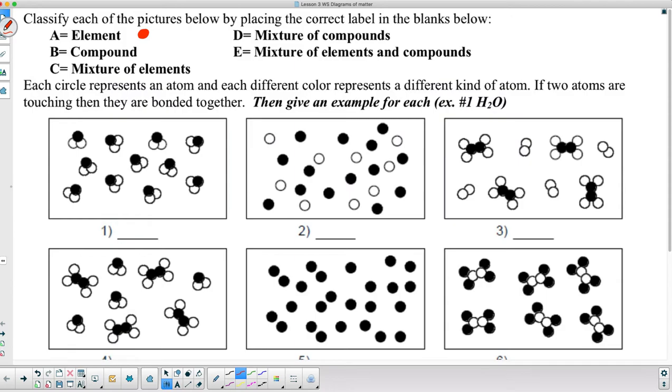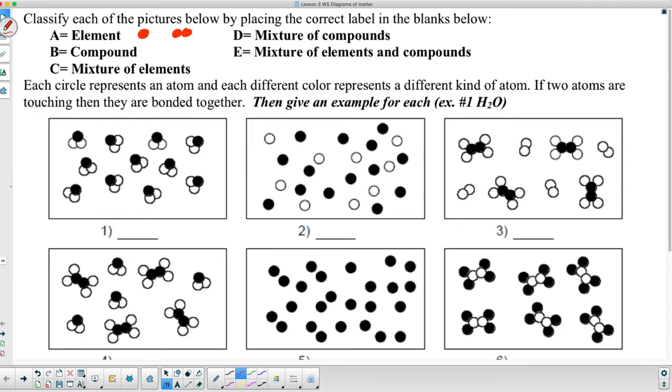You could also see an element that looks like there's two of the same, but they're connected. Now, because these two dots are the same and they're connected, it's a molecule, but it's a molecule of an element, and that's called a diatomic molecule or a diatomic element.